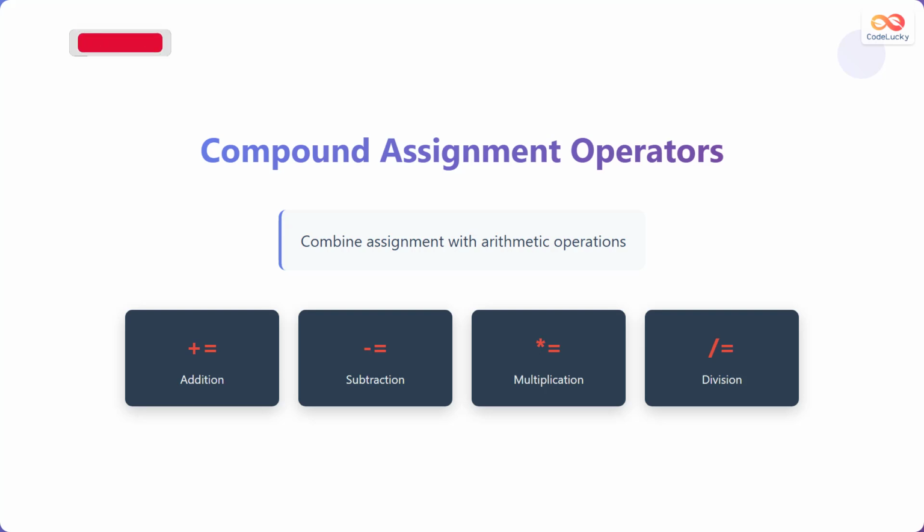Compound assignment operators combine assignment with arithmetic operations, providing a shorthand way to modify variables. The first card shows plus equals, which does addition. The next card shows minus equals, which performs subtraction. The next is asterisk equals for multiplication. And the final card says slash equals for division.